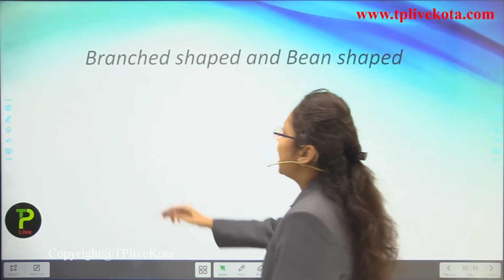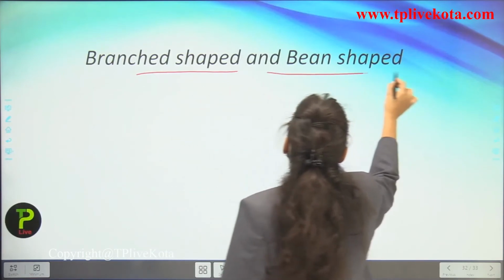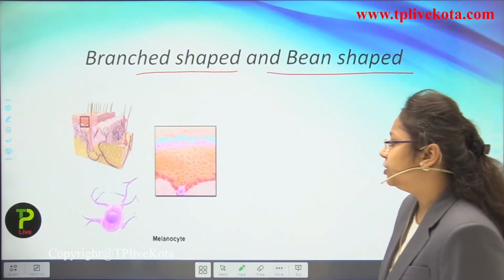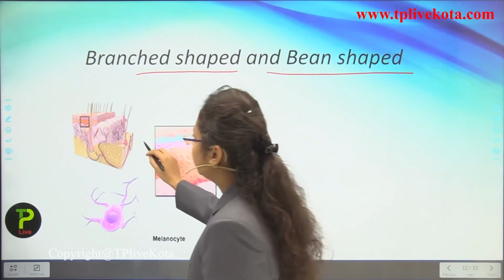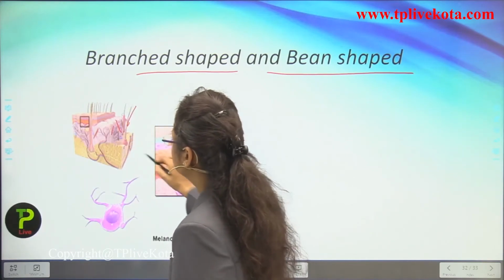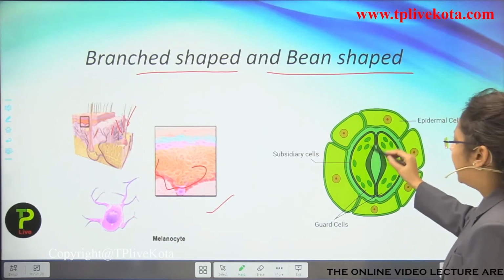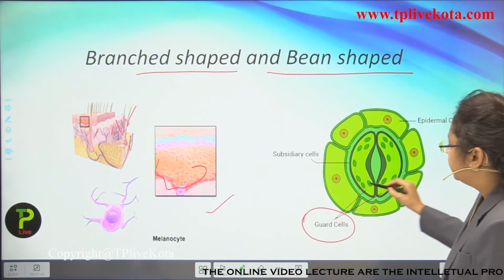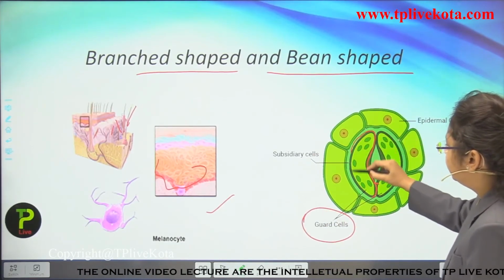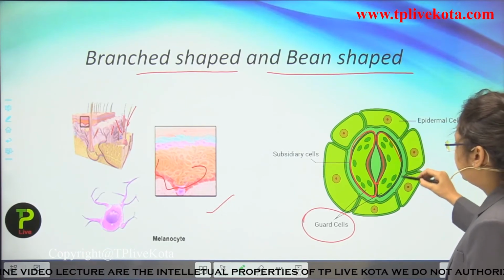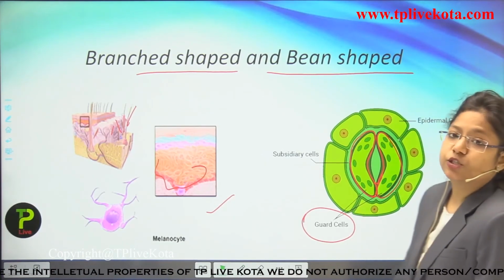Next is the branched shape and bean shaped. So this is the branched shape. You can see that there are branches of these cells. Next is the bean shaped, the guard cells. These are the guard cells. You can see here, they have a bean-shaped structure which is present in the stomata, which helps in the stomatal opening as well.